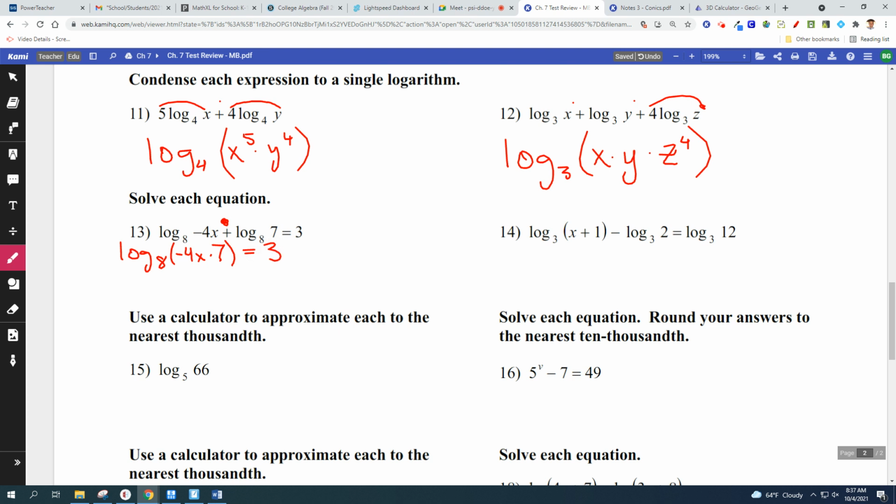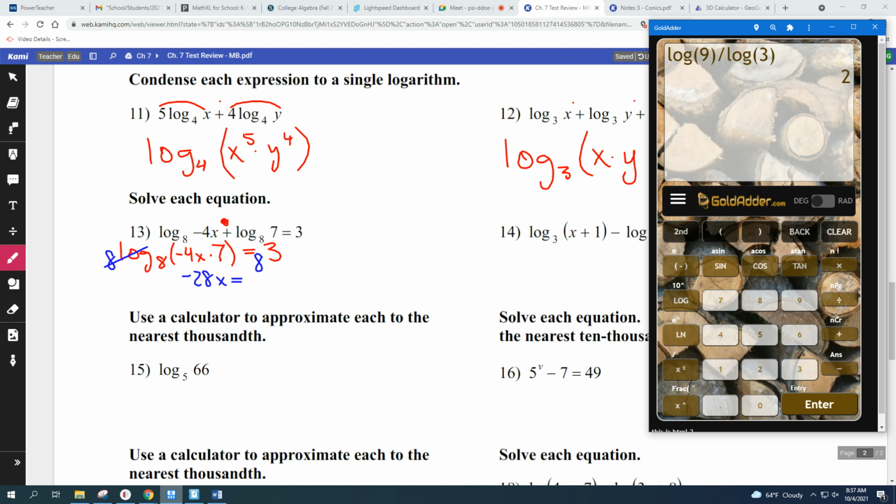Now, do not just delete the log base 8. The way we get rid of this log base 8 is by taking a base 8 on both sides. Yuck. That's going to be a really big number. 8 to the log base 8 cancels out. We're going to have negative 28x right here, because I multiplied, equals whatever 8 to the third is. 8 to the third is 512.